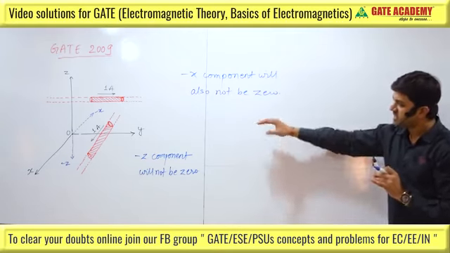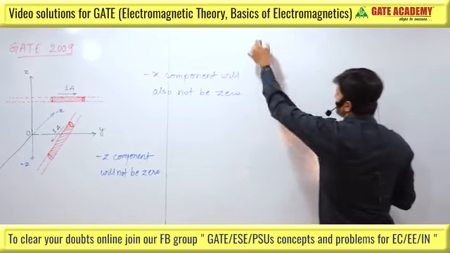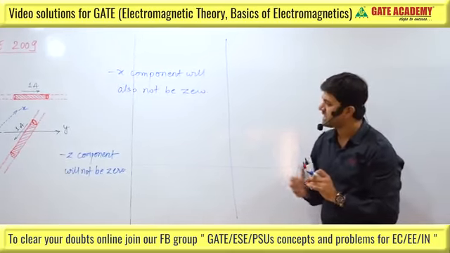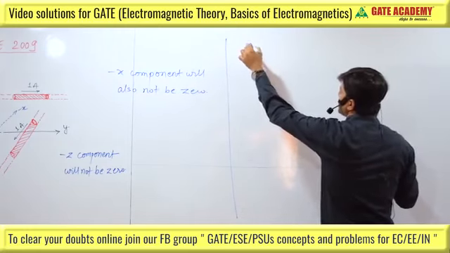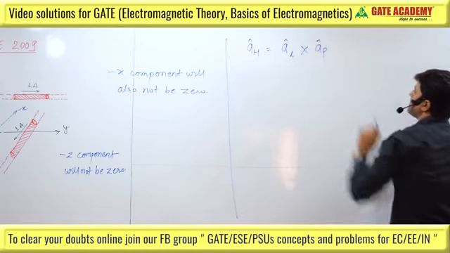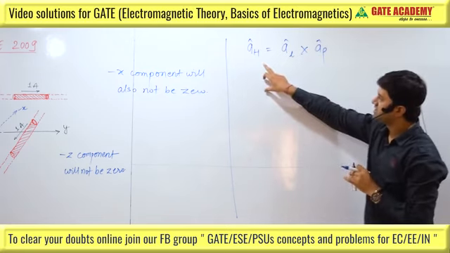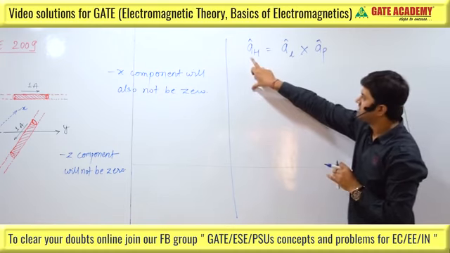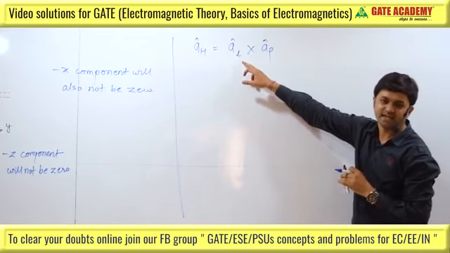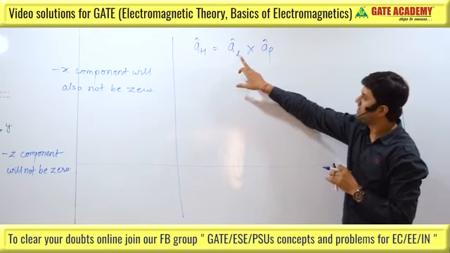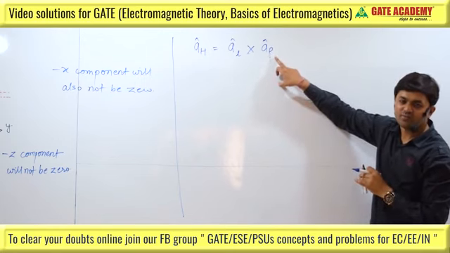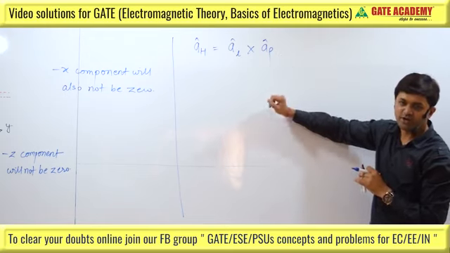If someone finds difficulty in applying the right hand rule, we can also calculate the direction of magnetic field by using a mathematical expression. The direction of magnetic field can be calculated from this expression, a cross product of unit vectors. The direction of magnetic field, B cap, equals A_L cross A_r, where A_L is the unit vector in the direction of flow of current, and A_r is the perpendicular unit vector along the perpendicular distance from the conductor to the point of interest.